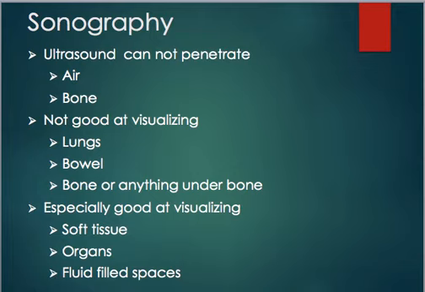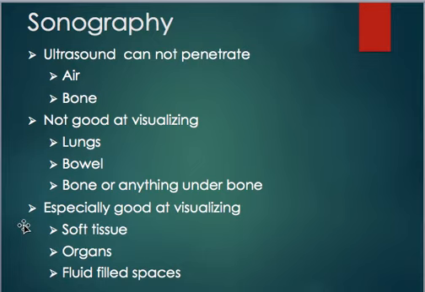So ultrasound cannot penetrate air or bone. So those are things that are not going to be very good to visualize on ultrasound. Air and bone just look white, so it's very hard to see those things. So we usually don't use ultrasound to look at bone or anything that has air filled, like the lungs. So that's why ultrasound is not good at visualizing the lungs or bowel, because both of those are filled with air. Bone is just white and sound waves can't penetrate the bone, so anything that lies underneath a bone is very hard to visualize as well.